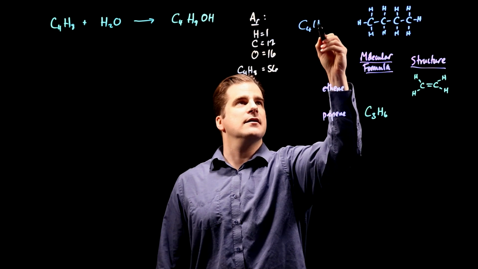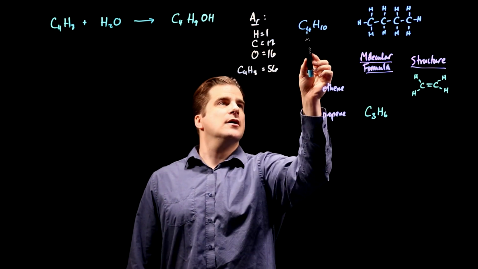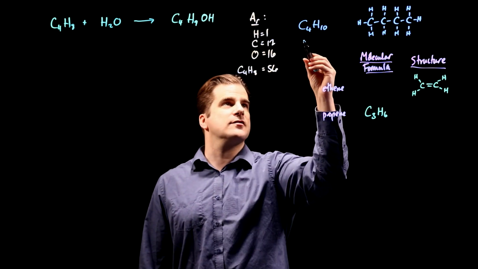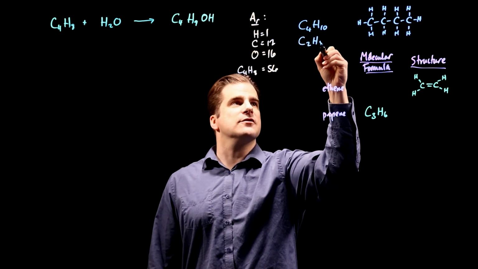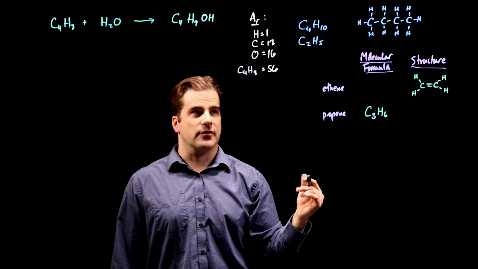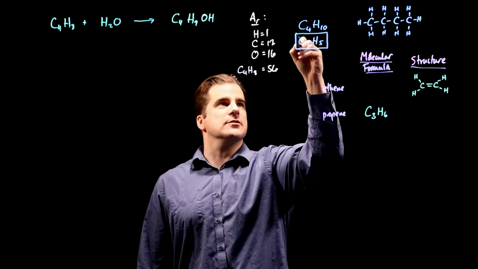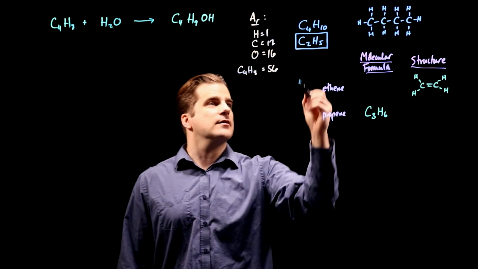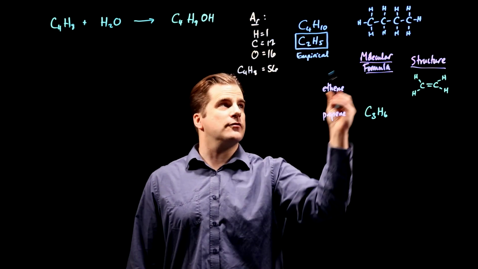C4H10, but we want the empirical formula, so lowest ratios. Can we divide 4 and 10 by a common factor? Yes, we can. It's 2, and that gets C2H5. We can't go any lower than that. So therefore, the lowest ratios, 2 and 5, C2H5 is the empirical formula of butane.